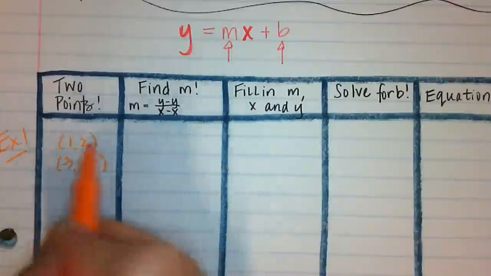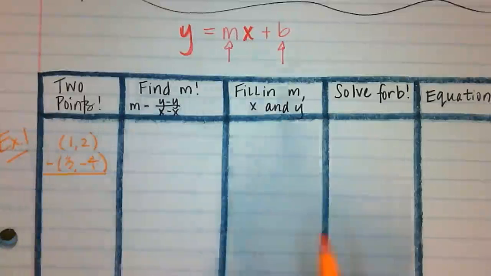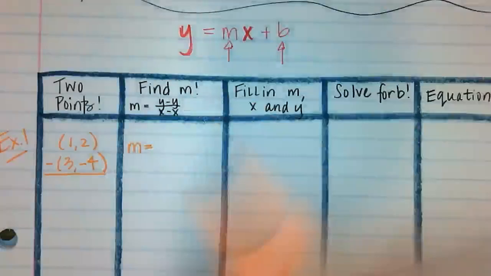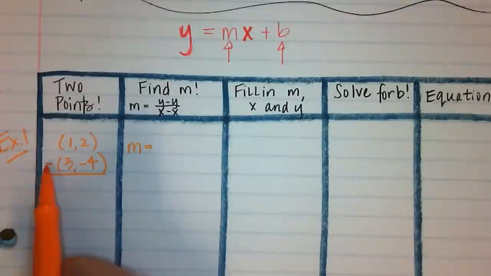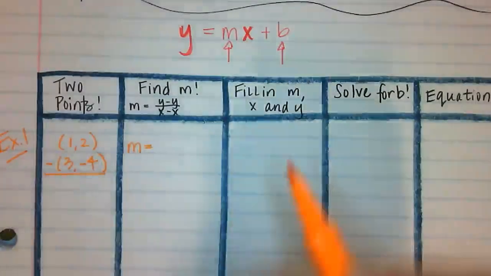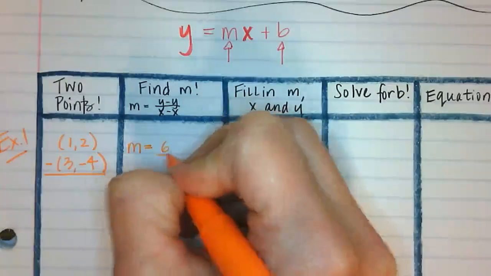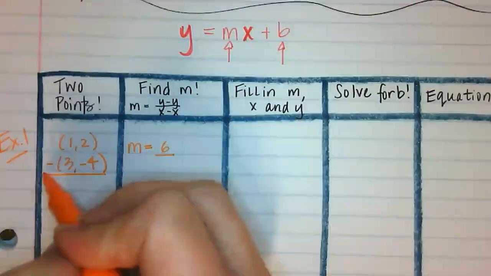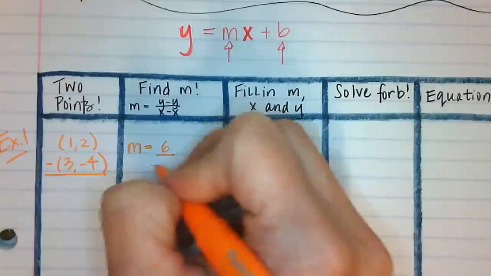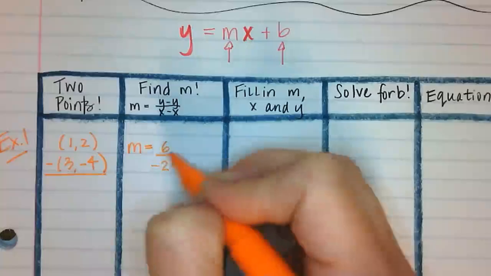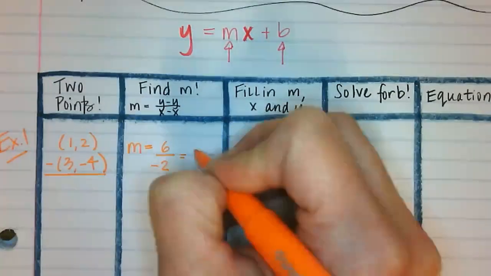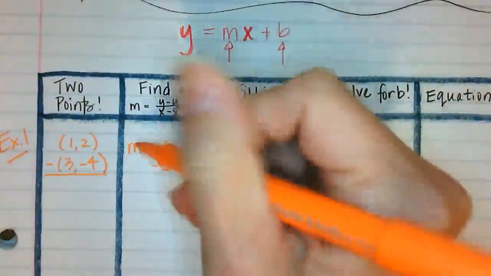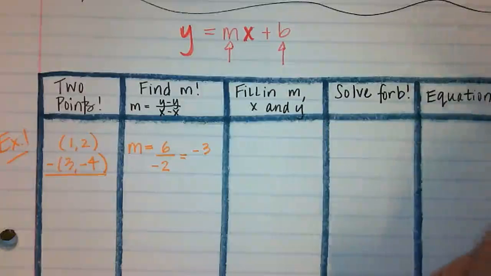Remember, when we find the slope, all we need to do is subtract our ordered pairs. But be careful. So, m equals, all right, 2 minus negative 4 is the same as 2 plus 4, so that's going to be 6. 1 minus 3 is negative 2. So for the slope, we get 6 over negative 2, but we know that that is the same as negative 3. All right, so now I know that m is negative 3.